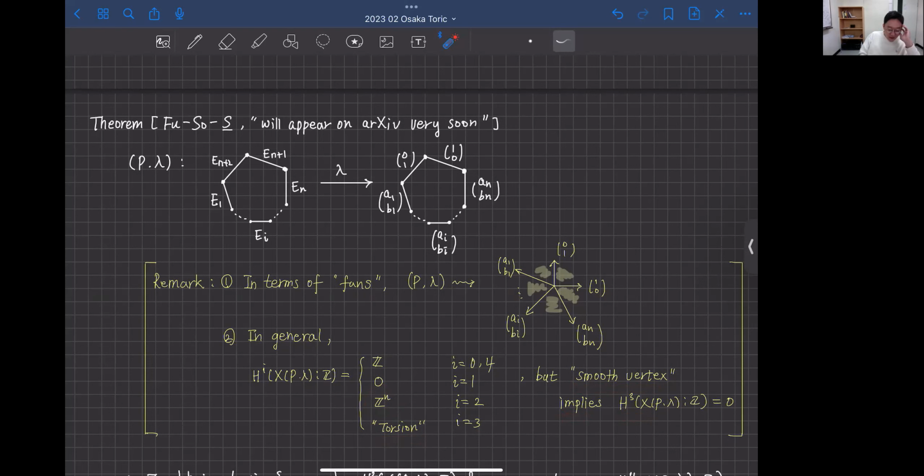So probably, in the language of the first speaker, Anton's talk, we can say that this is an equivariantly formal toric orbifold, integrally.